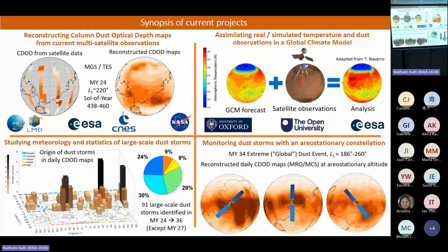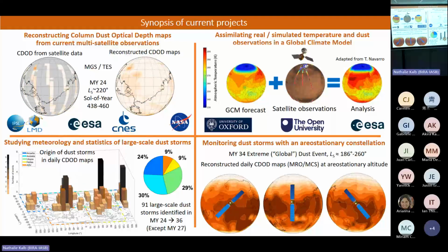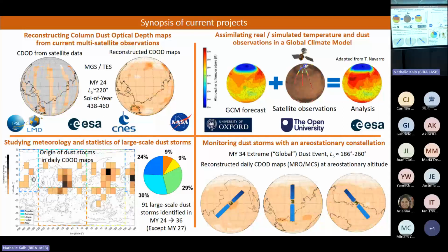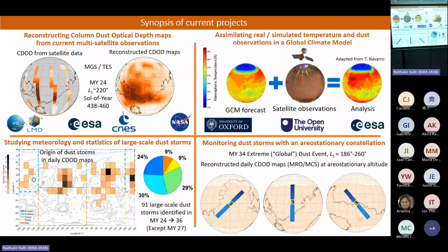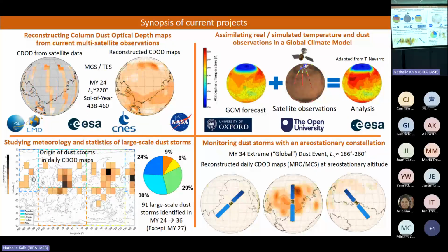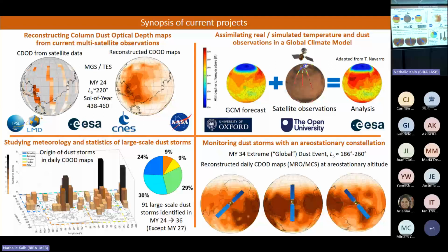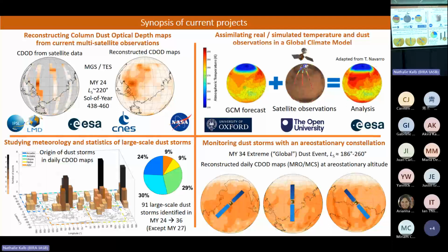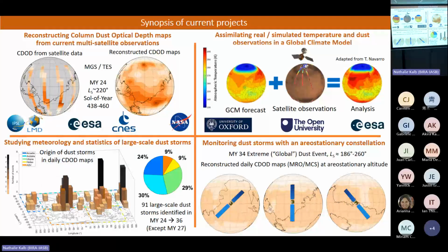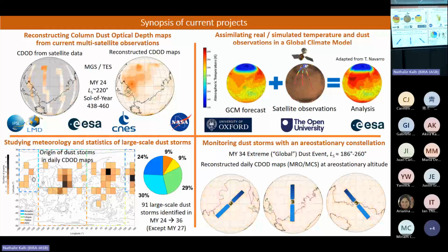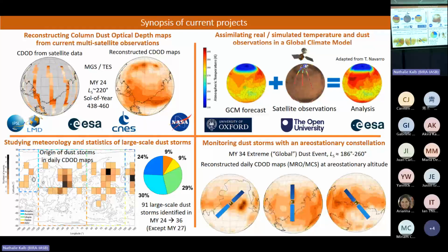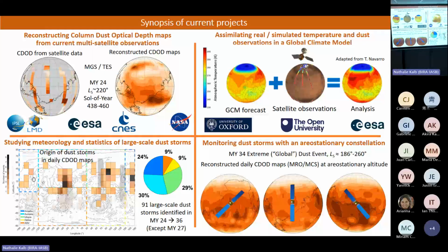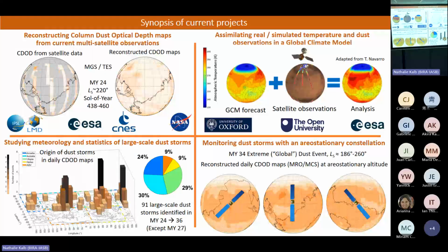So the first one is the project that maybe most of you know when you think about me, which is reconstructing dust maps from multi-satellite observations. This project is ongoing because there are always new observations coming, so we can produce more and more daily maps of dust opacities. It is a project with the LMD, sponsored by ESA and CNES, but also by NASA, because I had a grant when I was in the US to improve this data set. I'll give you some details about this project.